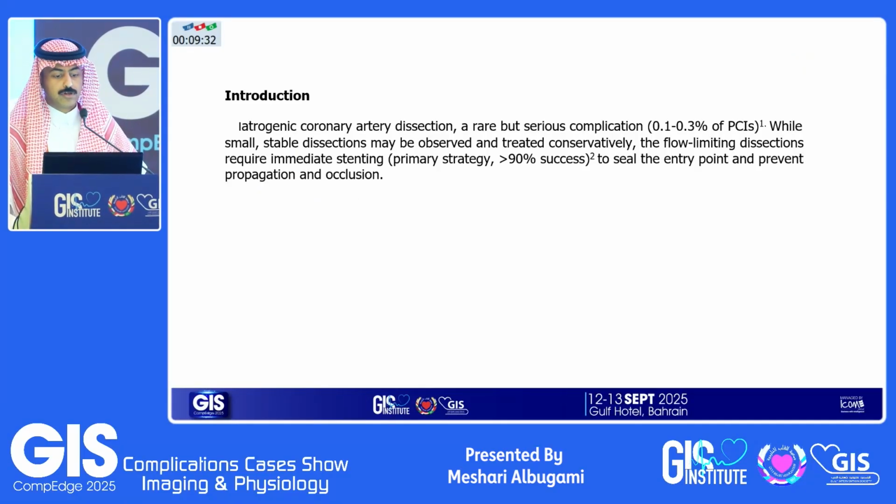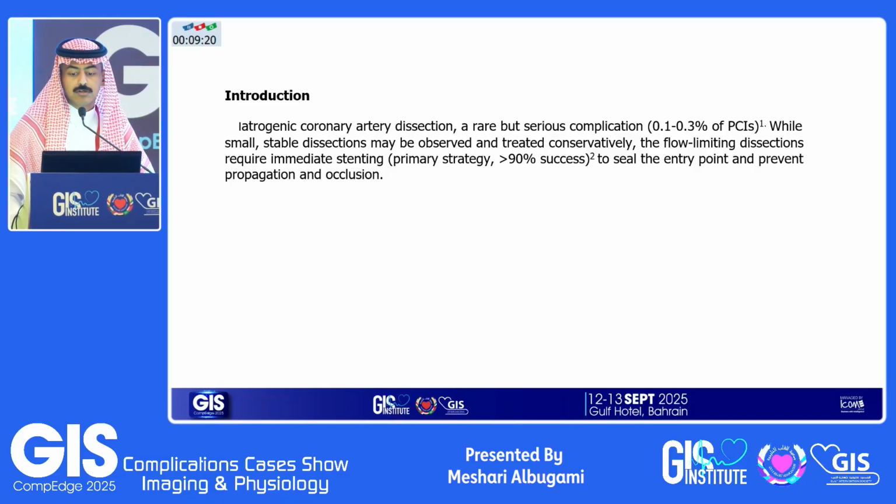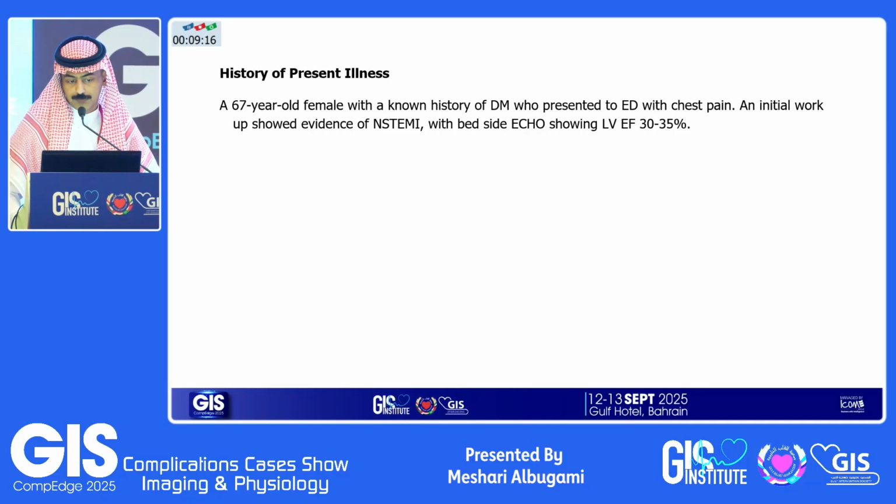So, iatrogenic coronary artery dissection is a rare but serious complication. While a small, stable dissection may be observed and treated in a conservative manner, flow-limiting lesions or dissections require immediate stenting to seal the entry point and to prevent propagation and occlusion.